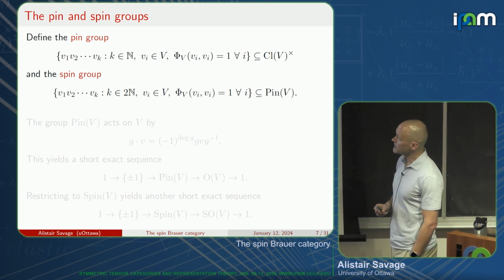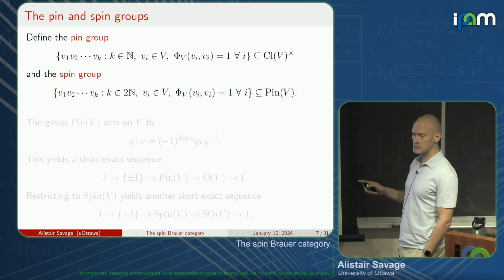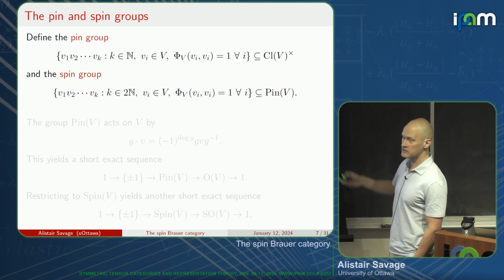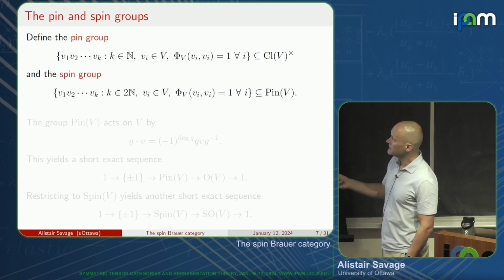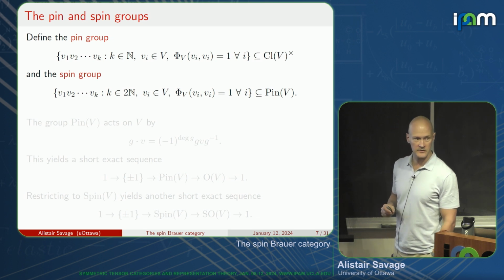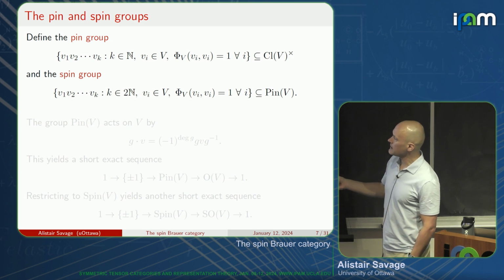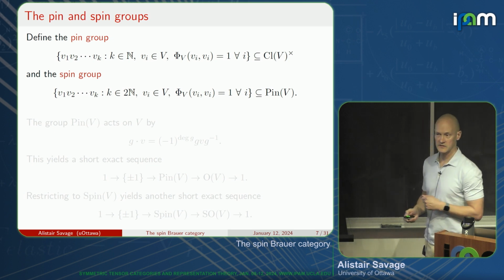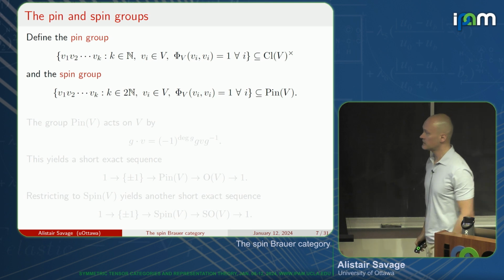So now I can tell you what the pin and spin groups are. They're both subgroups of the group of units of the Clifford algebra. Okay, so we've got this Clifford algebra. We take the invertible elements. That's a group. Inside there, the pin group is the product of all elements that have norm 1 under this form that we fixed on V. Okay, that's the pin group. And then the spin group is the same thing, except we only take a product of an even number of elements. Okay, so that's the spin group. It's a very concrete realization of these groups.